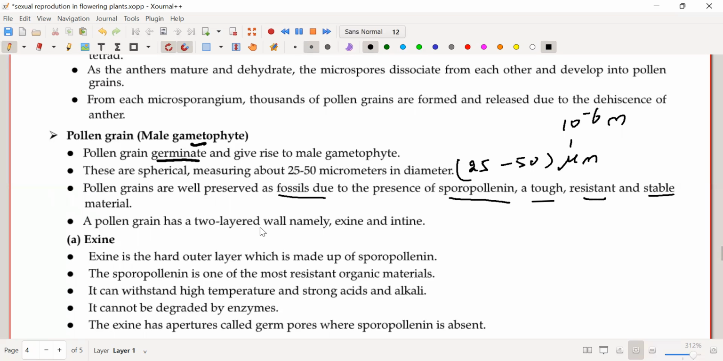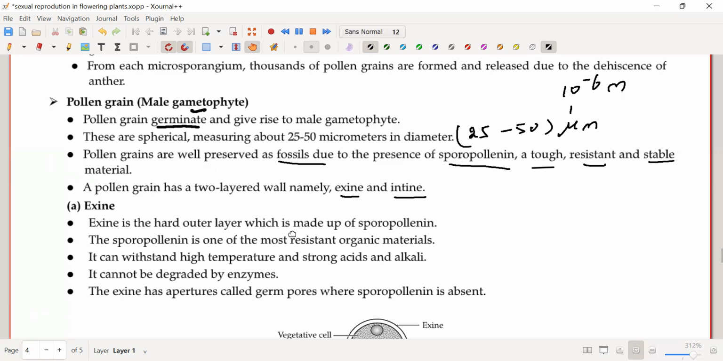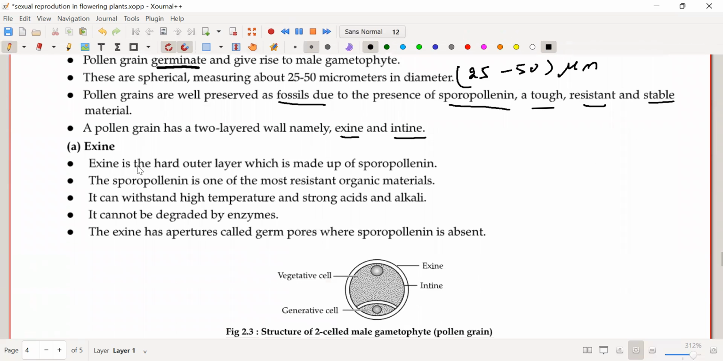A pollen grain has a 2-layered wall, namely exine and intine. What is an exine? Exine is a hard outer layer which is made up of sporopollenin. The sporopollenin is one of the most resistant organic materials. It never disintegrates. It can withstand high temperature and strong acid and alkali. It cannot be degraded by enzymes.